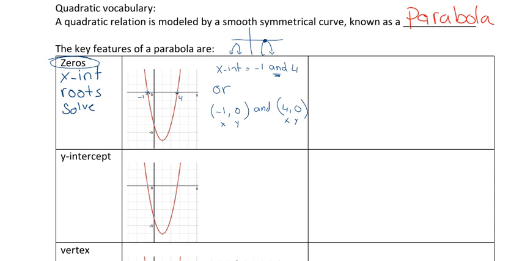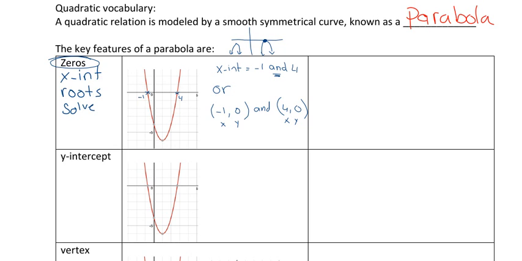Okay? Did I put these in brackets, the -1 and 4? Are you supposed to put them in brackets? No. Okay? No brackets around these. These are not points. These are values. Okay? When I wrote it as points, I put the brackets. Okay? So the description for this, they're the x-intercepts.